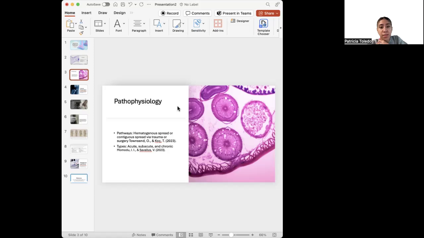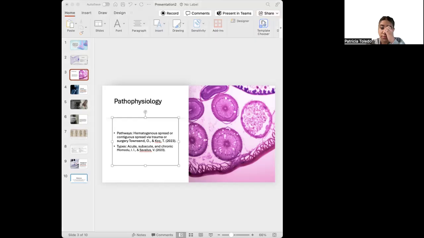So to look into the pathophysiology, the infection can spread to the bone via two primary sources. It can be contiguous spread or hematogenous. So there are also different classifications: acute, subacute, and chronic.